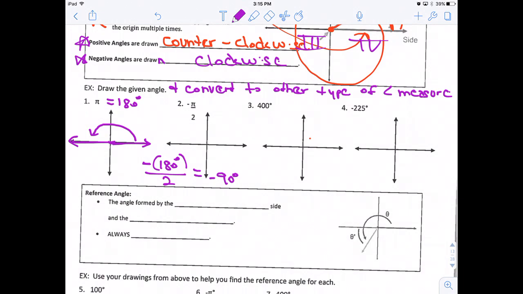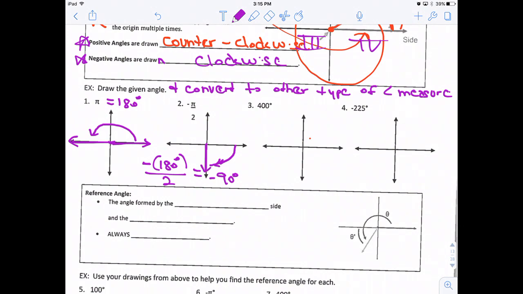So what does negative 90 degrees or negative pi over 2 mean? Well, you're starting in standard position right here with the initial side, and you're not going this way because that would be a positive angle, and notice the angle is not positive. You're going to go negative, and that's clockwise. So you're going to go down, rotate clockwise 90 degrees or pi over 2 radians.